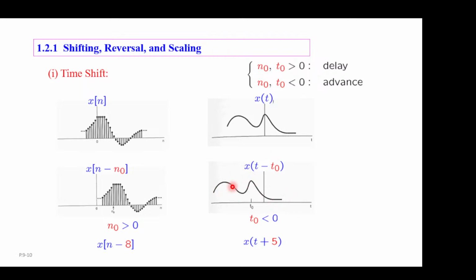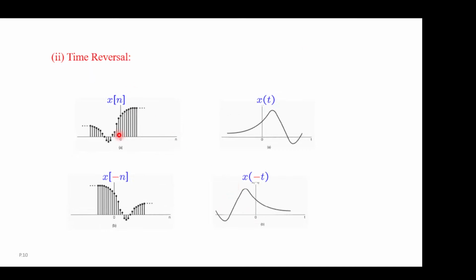Okay, and then time reversal means that you change from your signal of x of n to x of minus n, and what this does is your signal will flip left and right around this 0 axis. Similarly, for continuous time, x of t to x of minus t, you flip left and right around your t equal to 0 axis.